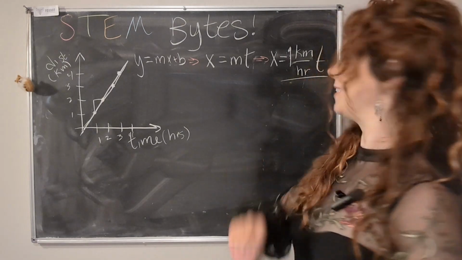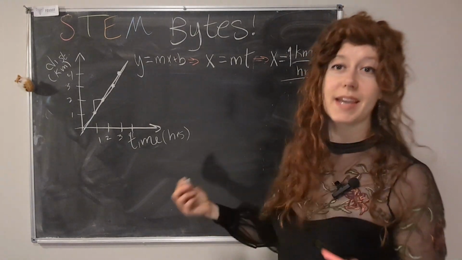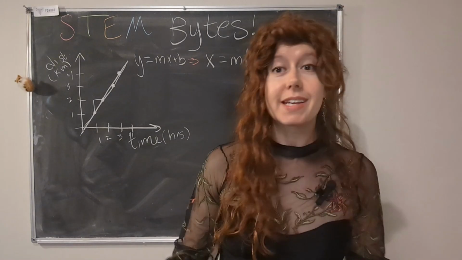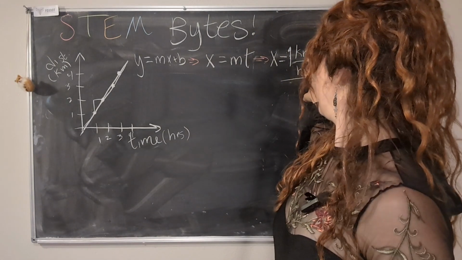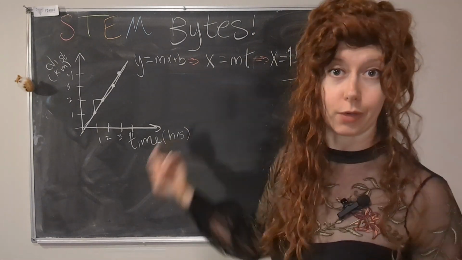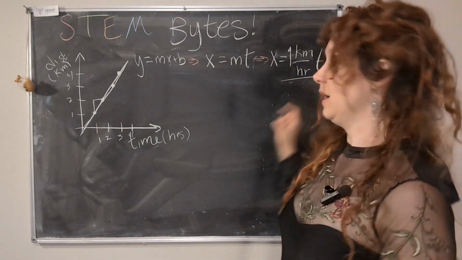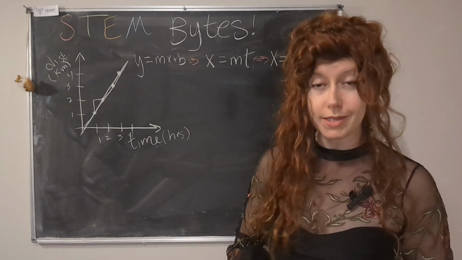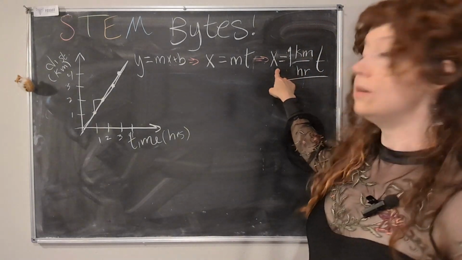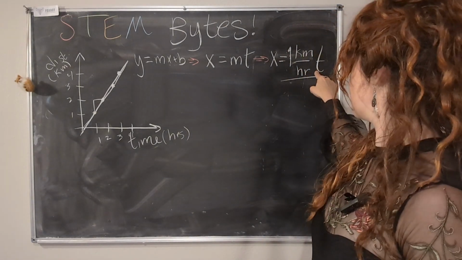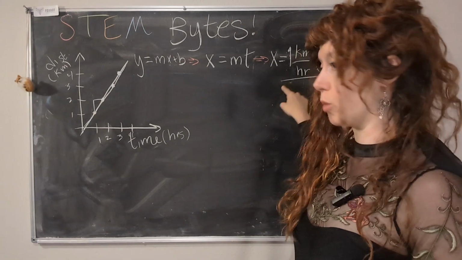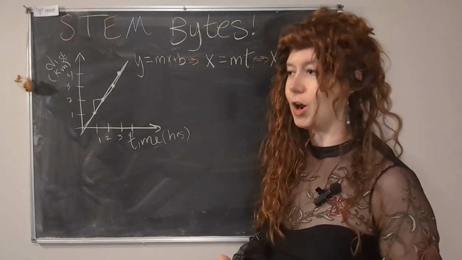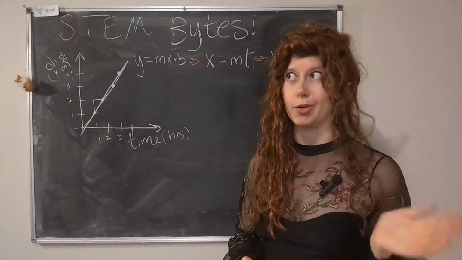Heck yeah. So let's say we wanted to predict where we would be in 6 hours. We can just plug in the amount of time to calculate our distance. So if I were to walk for 6 hours at this slow, leisurely pace, I would be 6 kilometers, because 6 hours times 1 kilometer per hour, the hours cancel and you get 6 kilometers. Cool? Easy peasy.